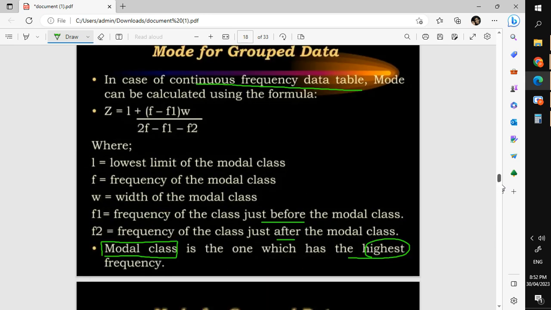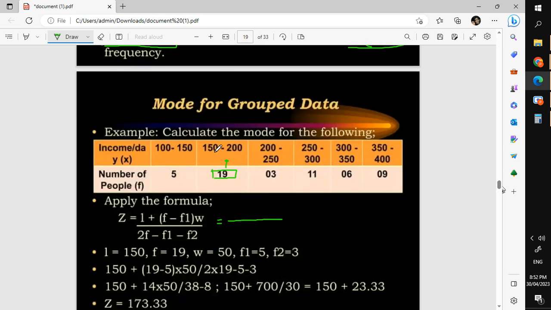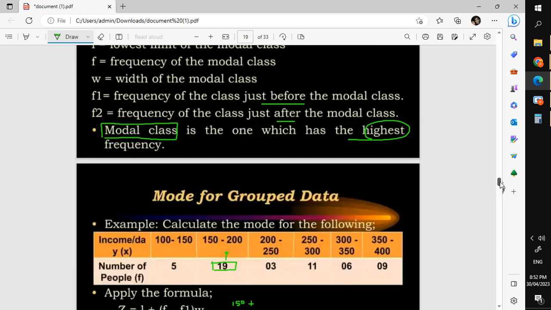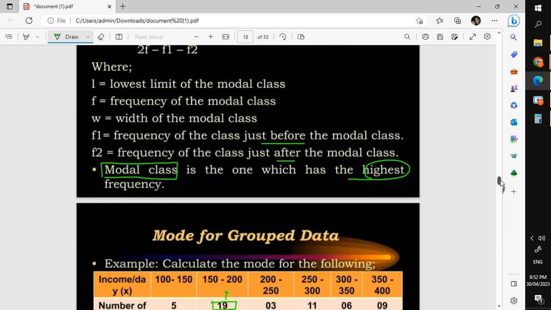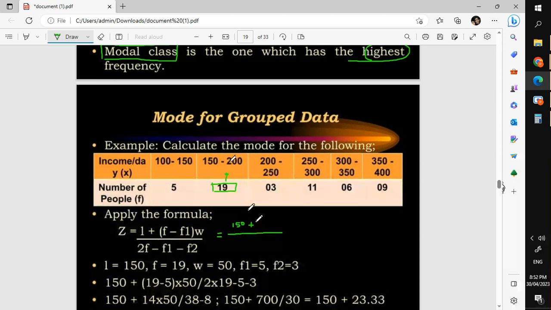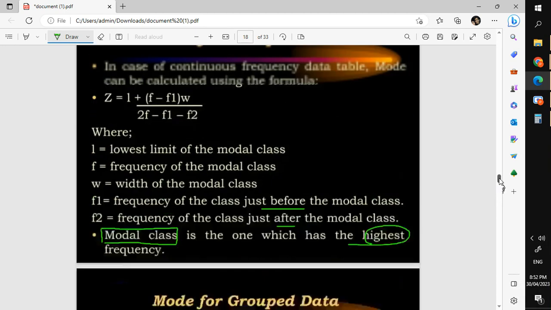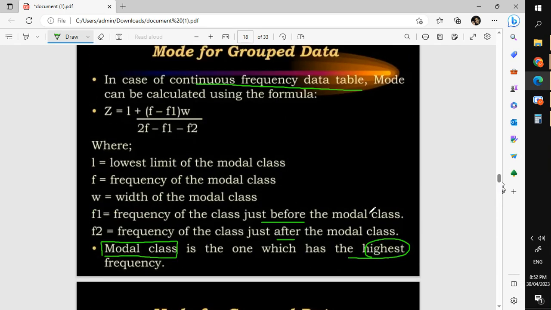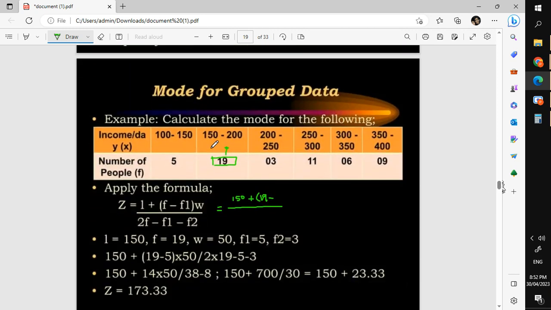Okay, so lowest limit of the modal class. This is the lower limit, this is the higher limit. So ang L nato is 150 plus ang F nato given in here the frequency of the modal class. The frequency of our modal class is 19. So you have here 19 minus ang atong F sub 1. This is the frequency of the class just before the modal class. So before the modal class, you have 100 to 150. Its corresponding frequency is 5. So you do have it in here, 5 times ang ato ang class width.